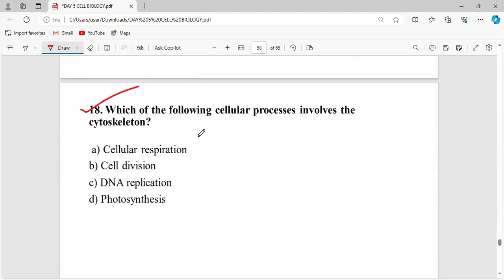Now, which of the following cellular processes involves the cytoskeleton? For which of these processes is a cytoskeleton required: cellular respiration, cell division, DNA replication, or protein synthesis? Okay, cell division, particularly in which phase? And we have studied there are different phases. Okay, is it not in metaphase?